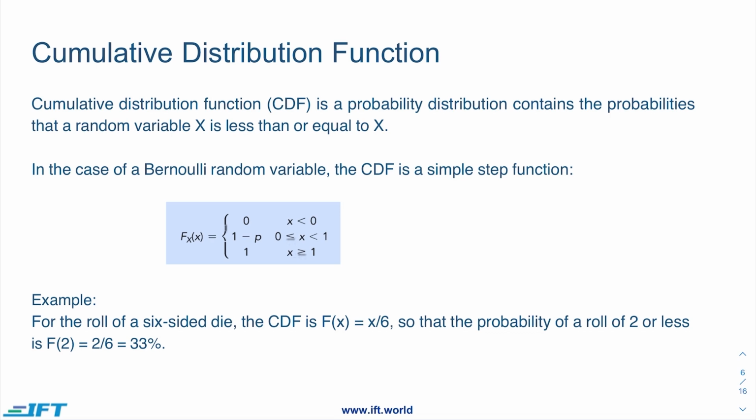Now the other concept, and probably one of the most critical concepts, is the cumulative distribution function. The cumulative distribution function is the probability distribution that contains the probabilities that a random variable is less than or equal to x. So basically, earlier we talked about the probability of, let's say, going back to the probability.